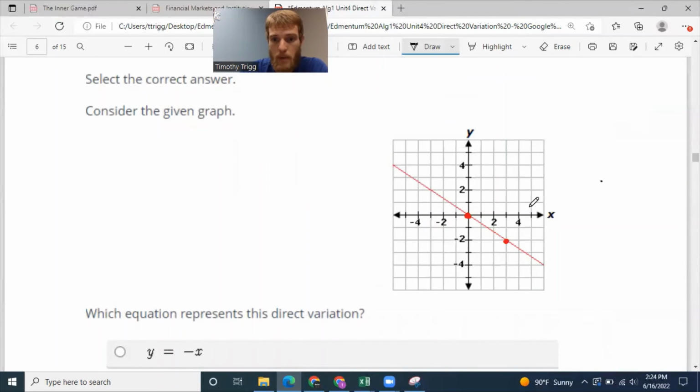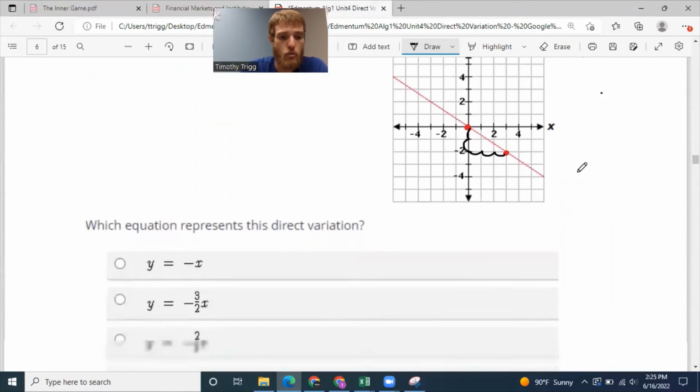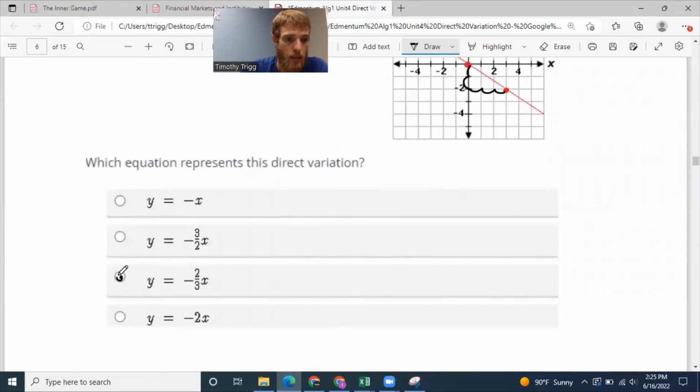So what's our slope here? What's the rise over run? In other words, what's the value of k? Well, it goes down 2. So since it's going down 2, I know it's going to be a negative slope. Down 2 over 1, 2, 3. So our slope in this case, or the value of k, is negative 2/3. So I know that this will be our equation.